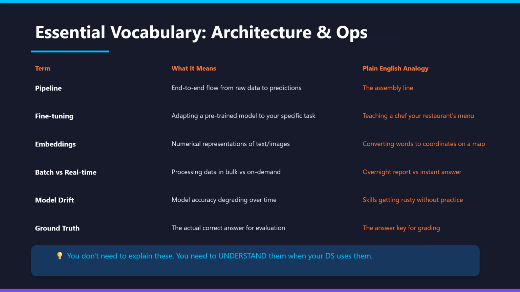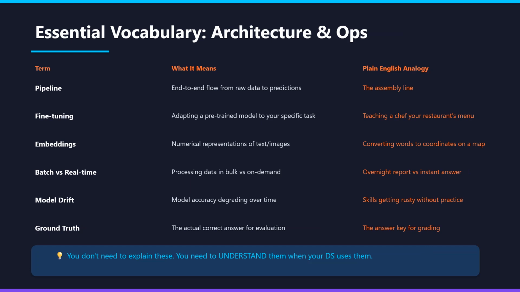Group three is architecture and operations. So pipeline, you might have heard about pipeline, right? In tech terms, the end-to-end flow from raw data to production. Data comes in, gets cleaned, gets transformed, feeds the model, and finally the prediction comes out. If any step breaks in between, the whole thing will break, obviously, right?